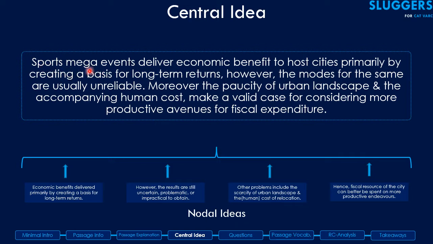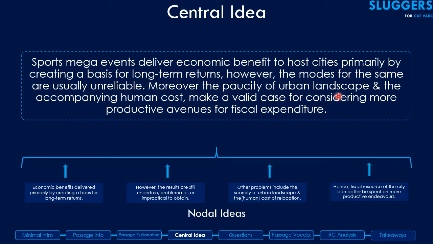I'll try to help you recall the diagram here and understand this. Sports mega events deliver economic benefit to host cities primarily by creating a basis for long-term returns, right? So if you recall the diagram where the dollar notes, the operating cost, is getting converted to that graph of long-term returns. However, the modes for the same are usually unreliable. That means the author has demonstrated there are three ways in which that can be done, right? Advertisement for the city was the first one. Second was transportation and communication infrastructure, and the third one was ongoing use of new facilities, right? He has demonstrated that all of them are unreliable, so that's what this part covers.